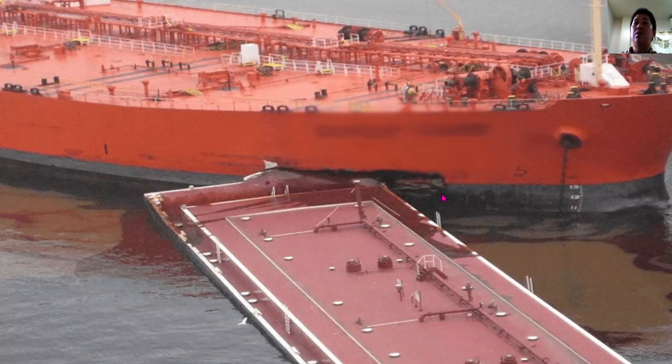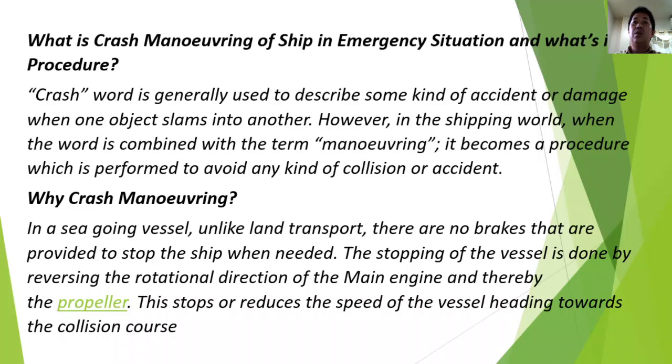As you can see here in the picture. So why crash maneuvering? In a seagoing vessel, unlike land transport, there are no brakes provided to stop the ship when needed. The stopping of the vessel is done by reversing the rotational direction of the main engine and thereby the propeller. This stops or reduces the speed of the vessel heading towards the collision course.